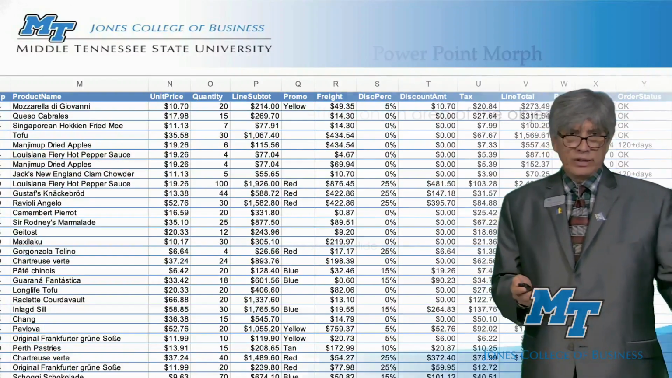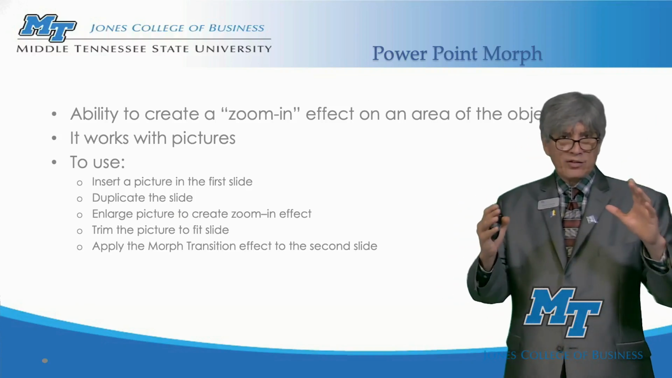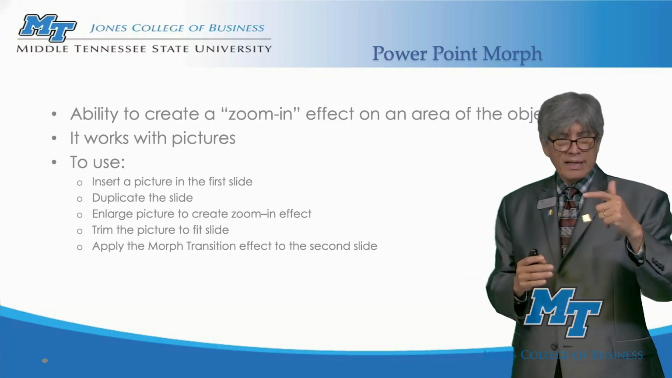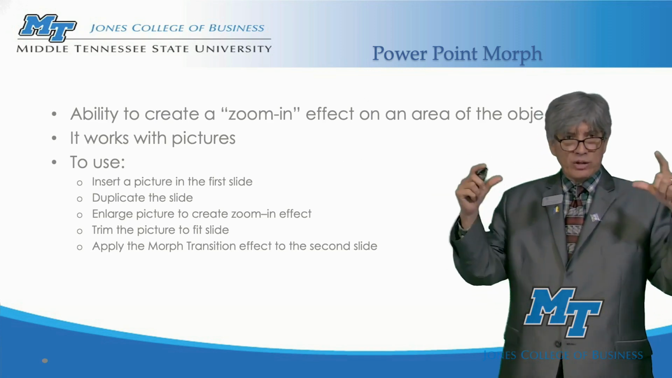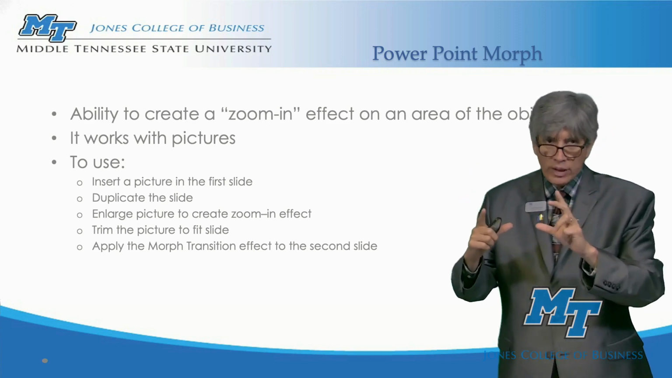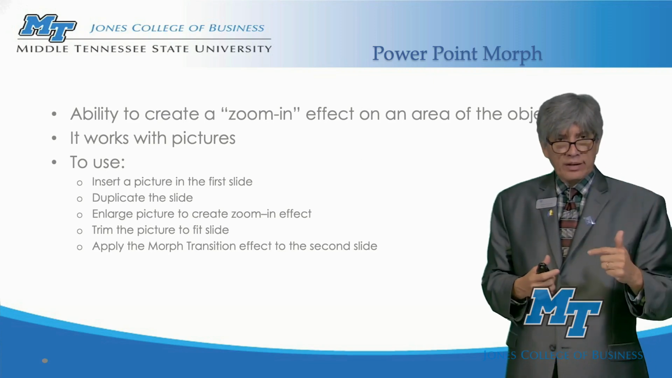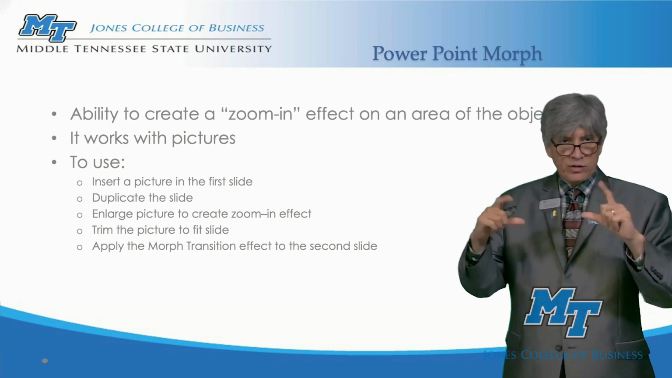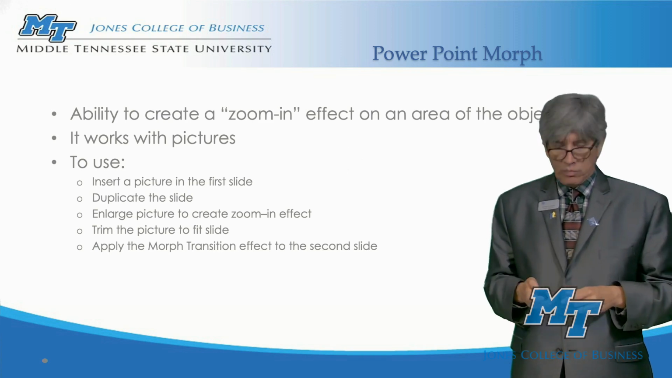So how do you do this? Very, very simple. You start with your original picture in a slide, then you duplicate that picture in another slide, then you expand the picture in the other slide and trim it, so you just show what you want to show, whatever corner or area of the picture you want to show. And then in the second slide, the one that has the zoom area, just select a transition called morph.